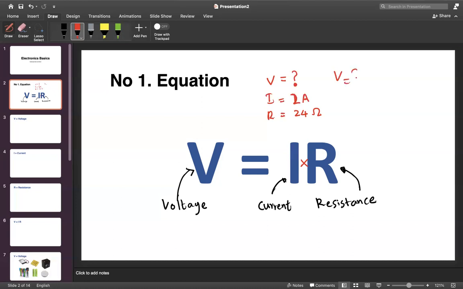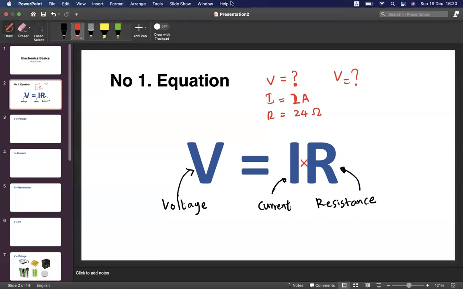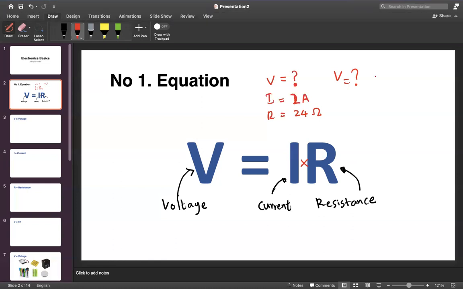Can you tell me what is the value of V, or voltage? 48. Yes, brilliant. So it's very simple. Voltage is 48 volts. Now when it's an equation, you can do something like this. You have to look carefully. So the equation is V equals I R.